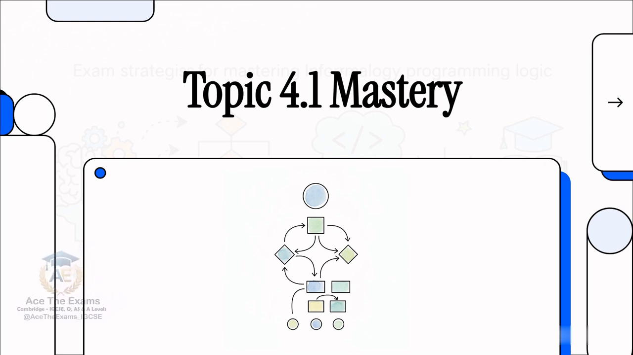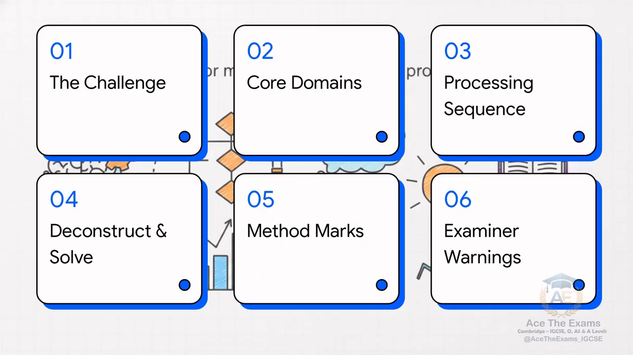By the end of our time together today, I am going to completely demystify these core concepts and hand you the exact blueprint that top-scoring candidates use to absolutely master this topic. To keep things perfectly clear and significantly lower your cognitive load, here is our exact flight path for today's session. We'll start by breaking down the challenge, then we'll move into the core domains and our specific processing sequence. After that, we'll tackle exactly how to deconstruct and solve problems, and we'll finish up with the ultimate safety net, method marks, before looking at some direct examiner warnings.